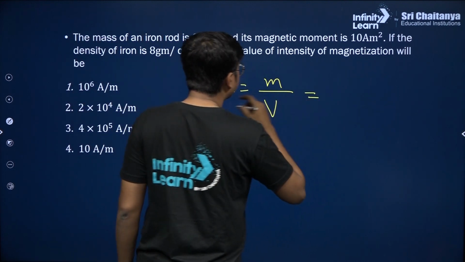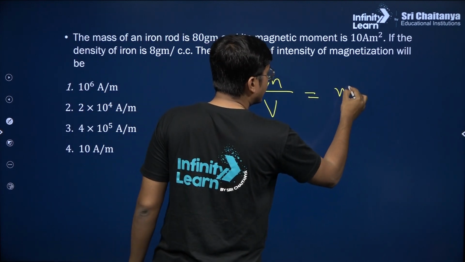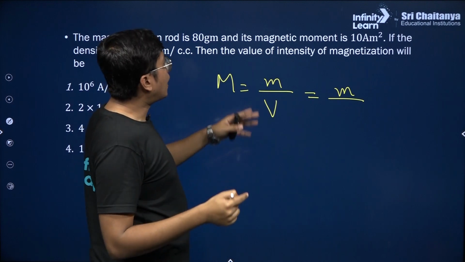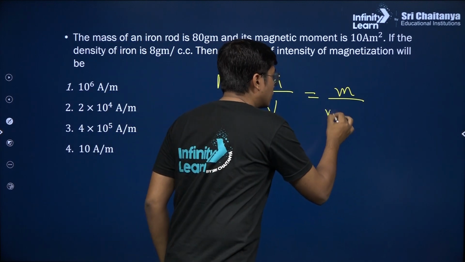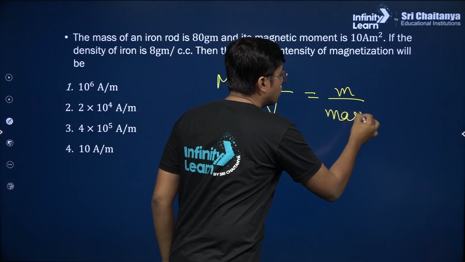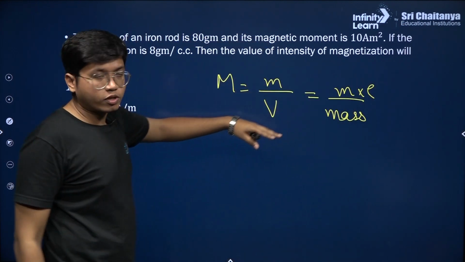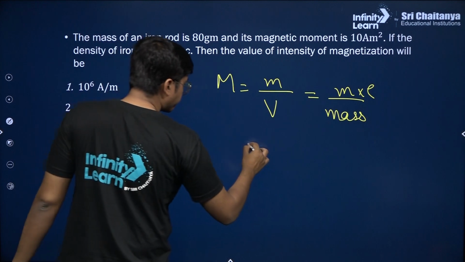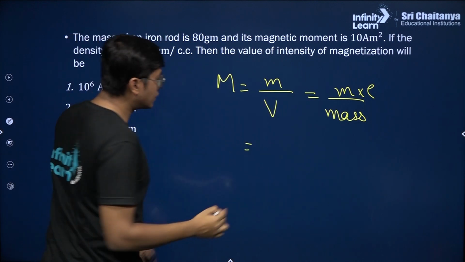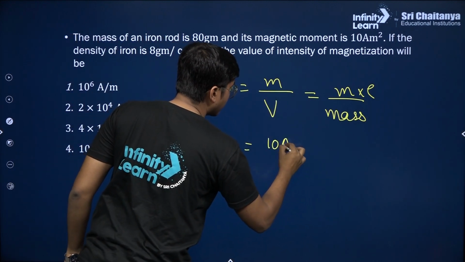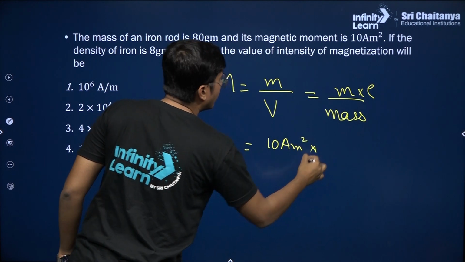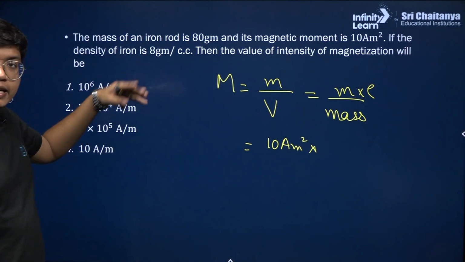So firstly, it would be the magnetic moment M divided by mass. So mass we'll write it full, otherwise we'll confuse. Mass into up top we have the density. Mass by density gives you the volume. So we put in the values. We have that given as 10 ampere meter square. The density is 8 gram per cc.